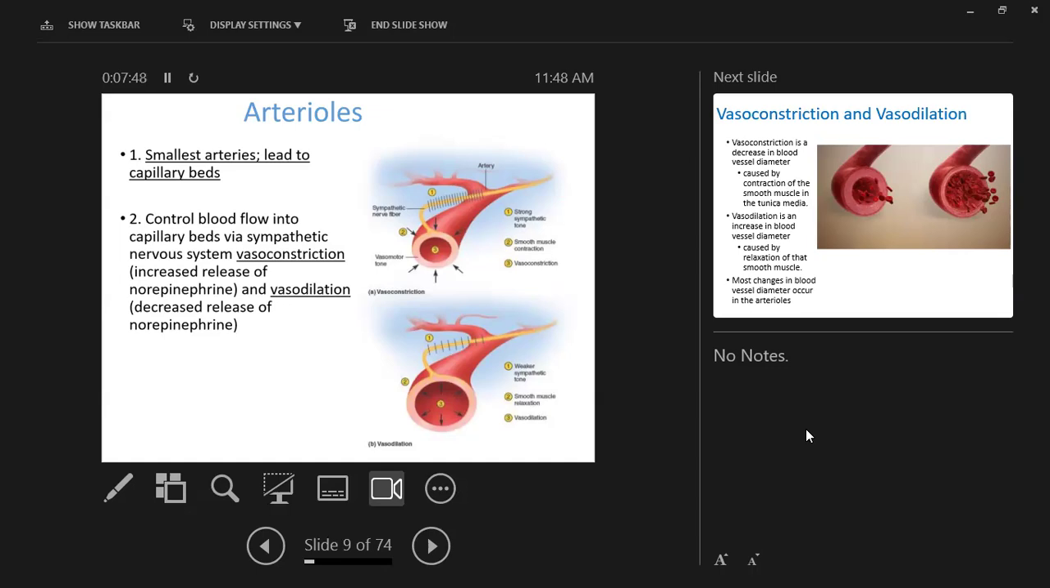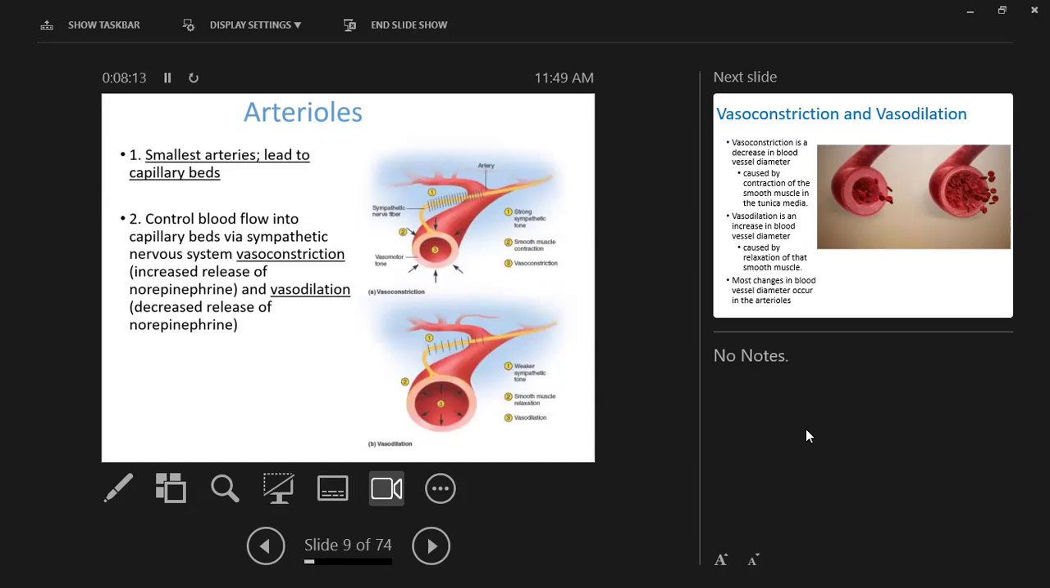So we have vasoconstriction, and the diameter is getting smaller. Here, we've reduced the frequency of stimulus of norepinephrine, and so the muscle relaxes. We don't release another hormone to cause it to relax. We just stop sending out so much norepinephrine. And so we get vasodilation.